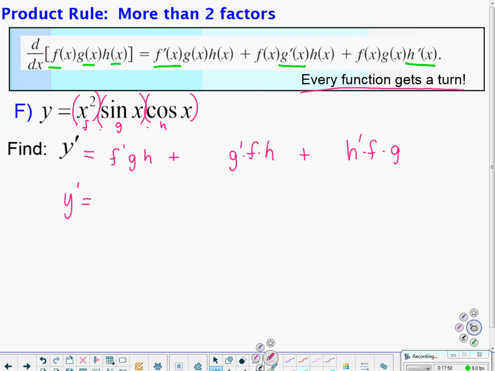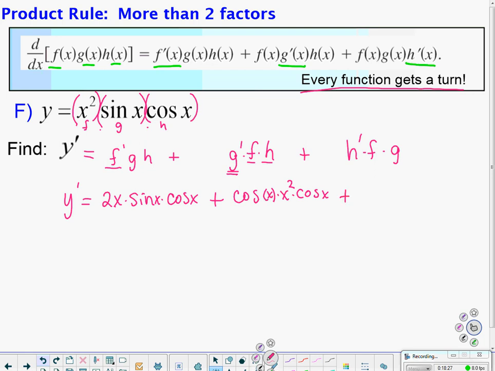Okay, first I need to take the derivative of f. That's going to be a 2x. And then leave the other 2 functions as the original function. So 2x times sine x times cosine x. The next one, we want to take g prime. Here's my g function. So that will be derivative of sine. We know the derivative of sine is cosine. So I'll have cosine of x multiplied by f and h. F is x squared. H is cosine. Okay, got it.